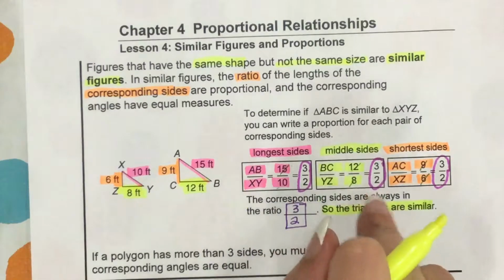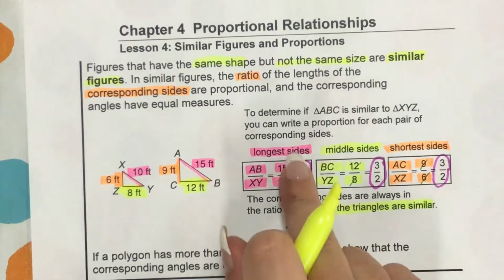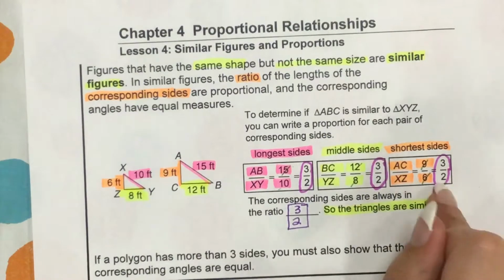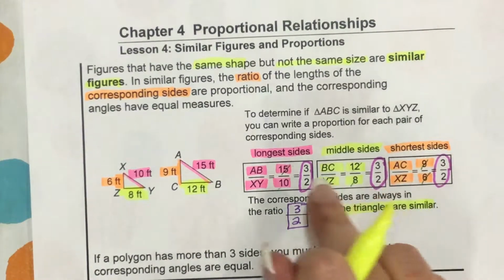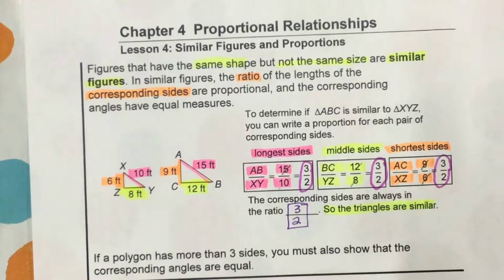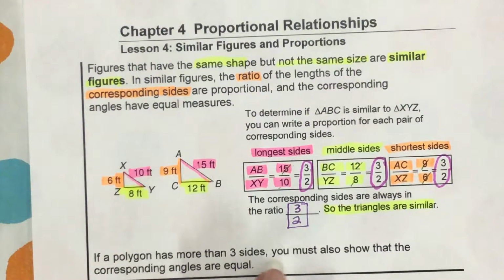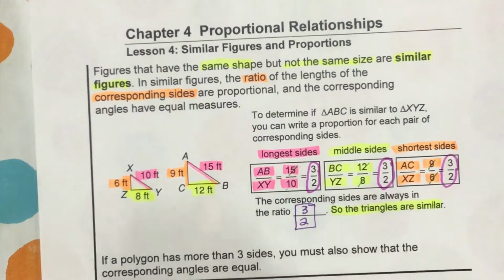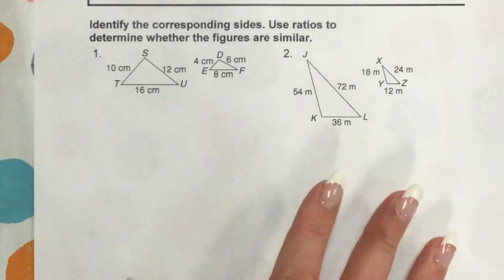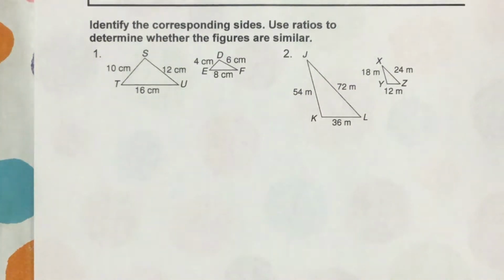So if you have the same ratio for all of the corresponding sides, the same for the longest sides, the same for the middle sides, the same for the shortest sides, it's the same number, that means that the triangles are similar. If a polygon has more than 3 sides, you must also show that the corresponding angles are equal as well. So let's look at a few problems. Let's look at number 1. It says identify the corresponding sides, use ratios to determine whether the figures are similar.